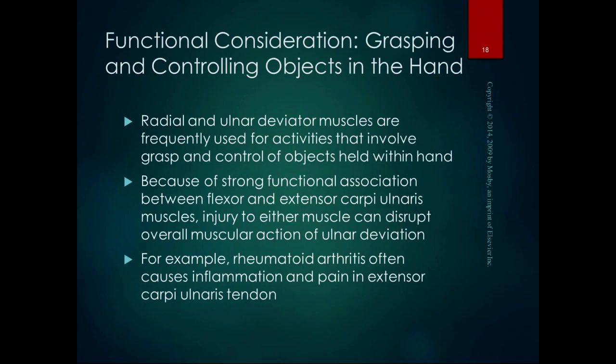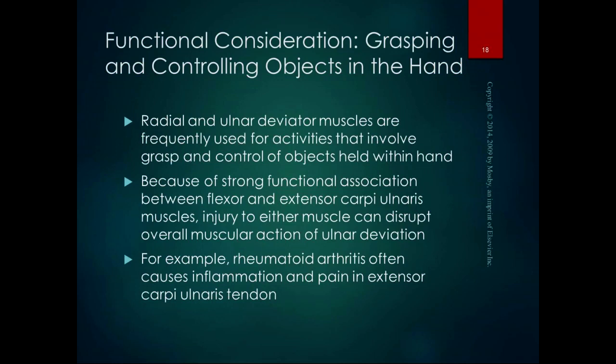Because of the strong functional association between flexor and extensor carpi ulnaris muscles, injury to either muscle can disrupt overall muscle action of ulnar deviation, because their flexor and extensor functions neutralize each other, so the ulnar deviation can work better.